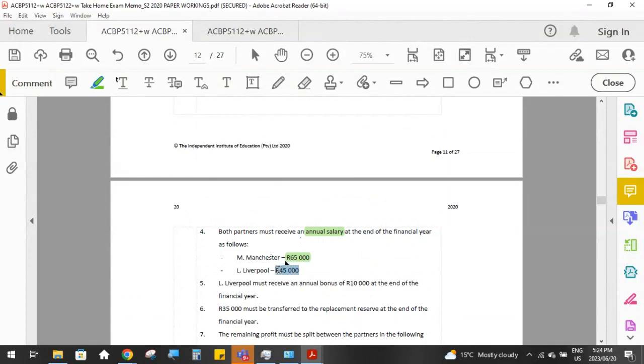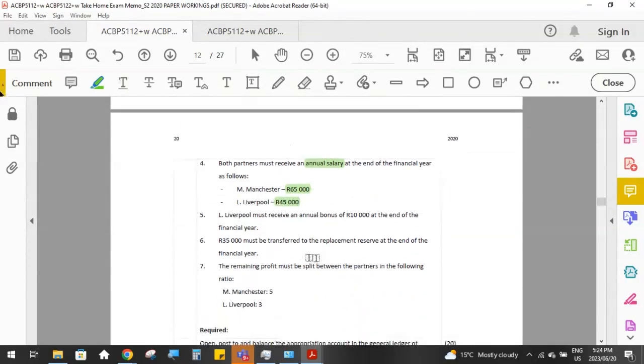Mr. Manchester must get 65,000 and Mr. Liverpool must get 45,000. That also gets paid out of that profit. And then specifically, Mr. Liverpool must get an annual bonus of 10,000 Rand. Also make sure that you get the amounts correct for the correct partner.